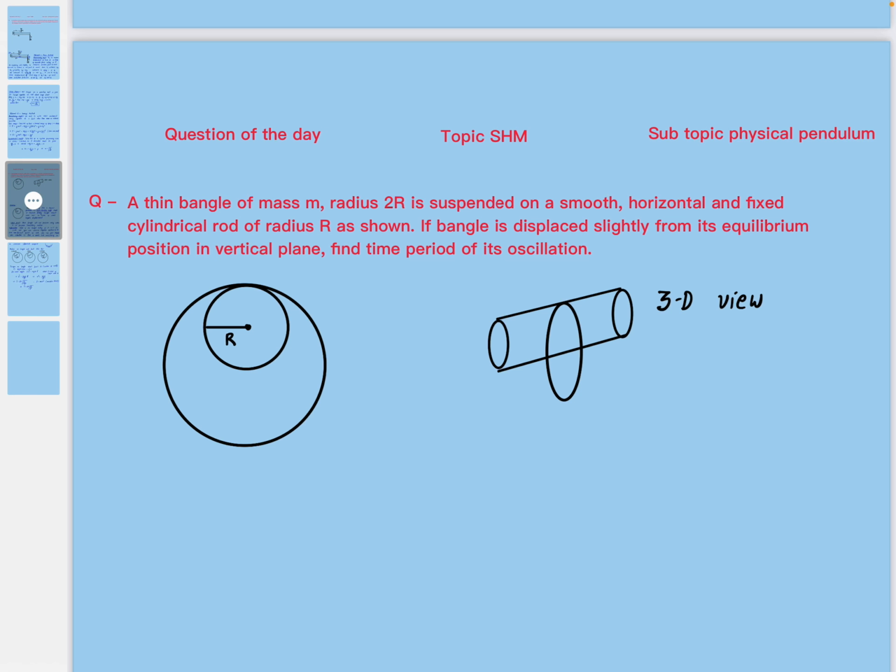A thin bangle of mass m and radius 2r is suspended on a smooth, horizontal and fixed cylindrical rod of radius capital R as shown. Means there is a bangle suspended on a cylindrical rod which is smooth, horizontal and fixed, and the given position is the equilibrium position. If you displace that bangle slightly in any direction, then it is going to perform oscillation and we need to find its time period. So that is the question.